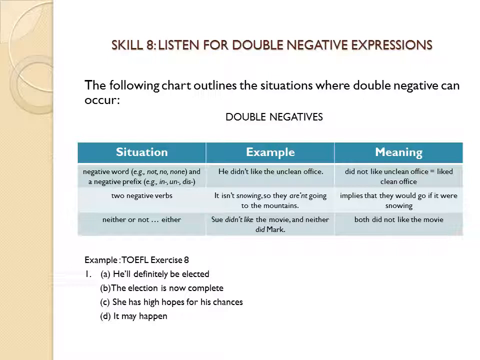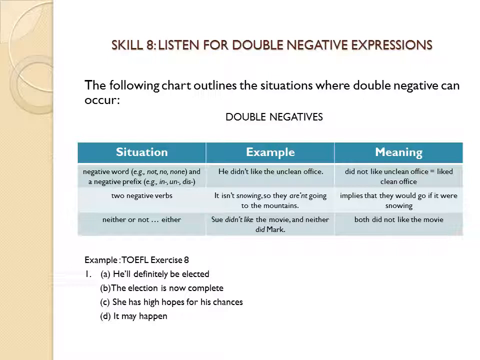The example, he didn't like the unclean office. The meaning, did not like unclean office, is similar to like clean office. And then two negative verbs. For example, it isn't snowing, so they aren't going to the mountains. The meaning implies that they would go if it were snowing.